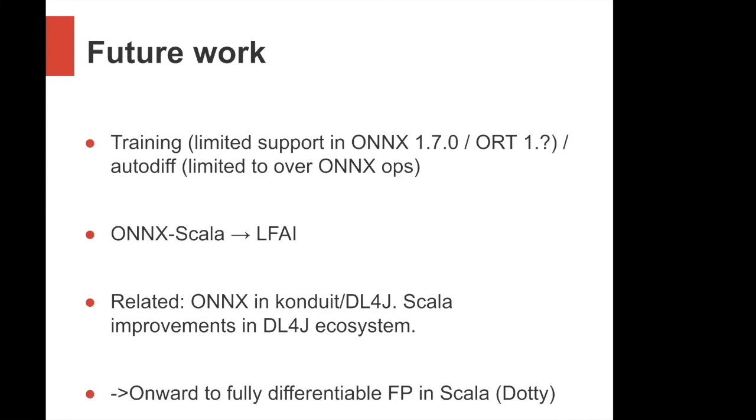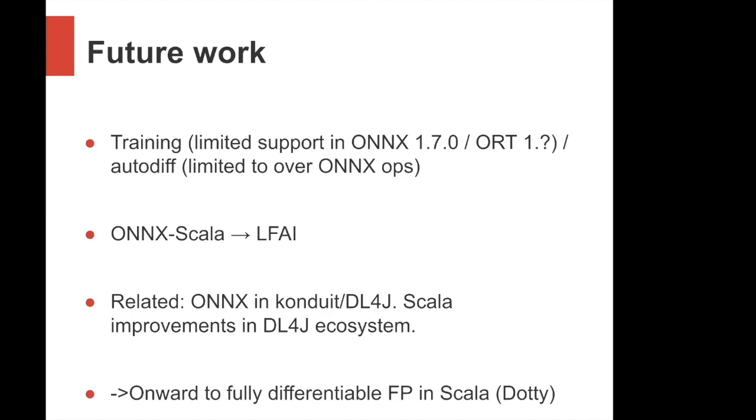And then related, this is not about ONNX-Scala particularly, but might have some implications for it. Like I said earlier, I'm doing some work with Conduit, the company behind Deep Learning 4J, and I'm hoping to make some improvements to the Scala API and other Scala parts of their ecosystem. And then maybe I can make use of some of that and the support for ONNX and Deep Learning 4J here in ONNX-Scala.